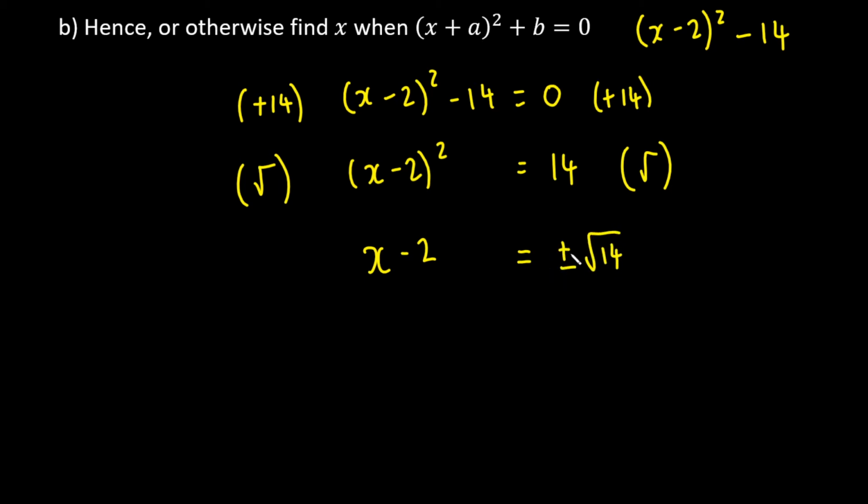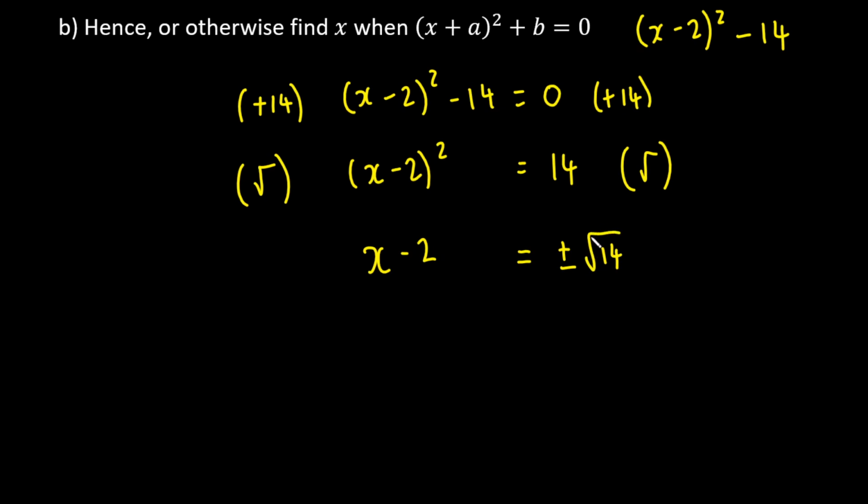Now let me explain this plus or minus. Whenever you square root a variable or an expression being squared, it gets rid of the square. However, on the other side, it introduces a square root with a plus or a minus. And this is by convention and by definition that you do this. It's just something you need to know how to do. And of course, we have the square root of 14.